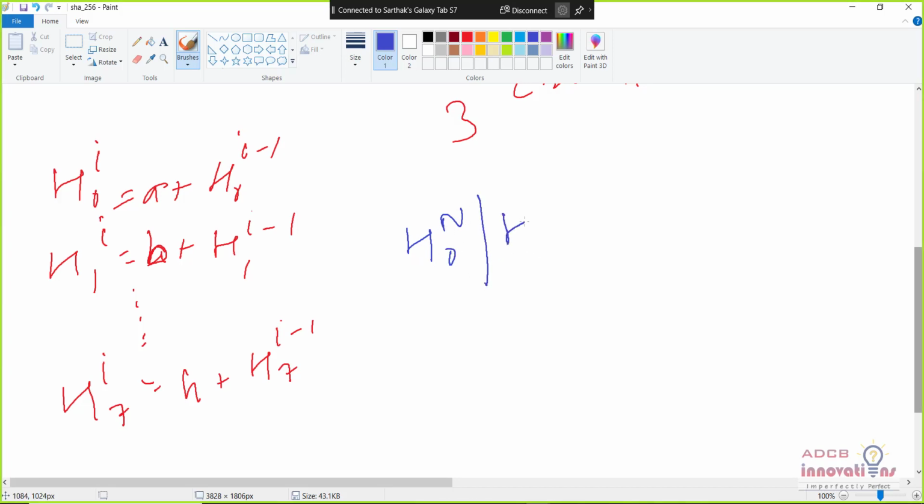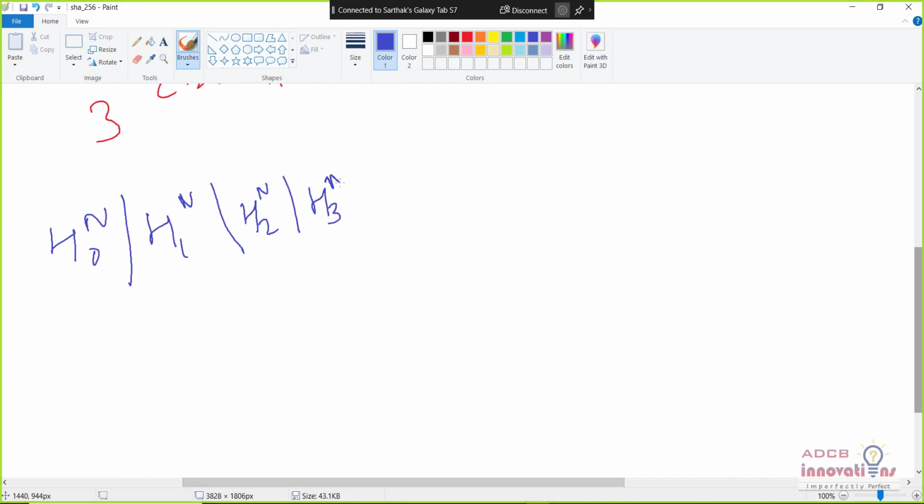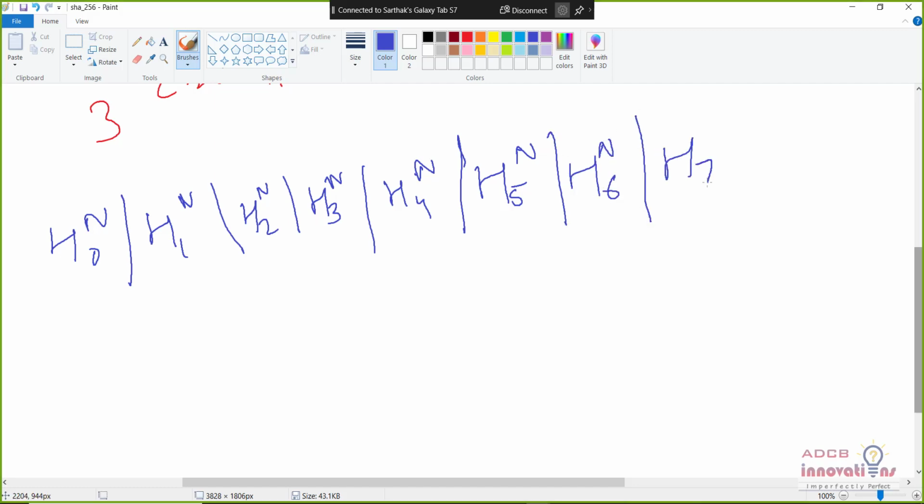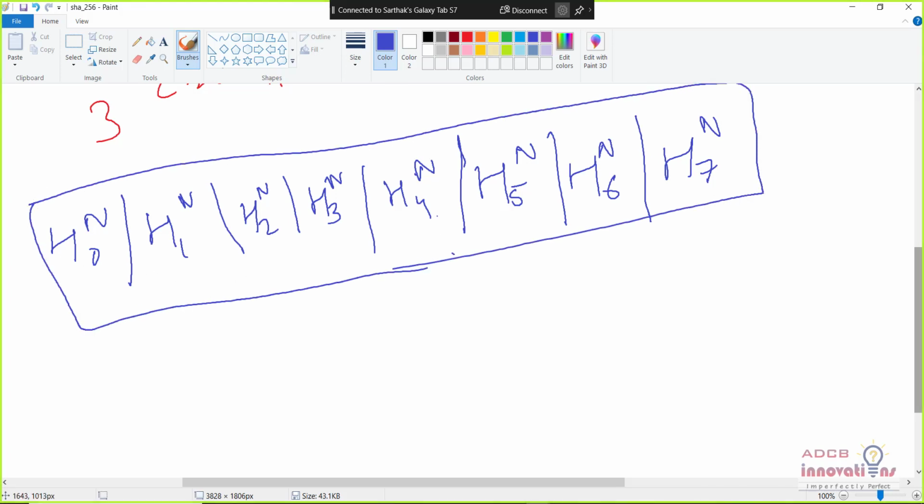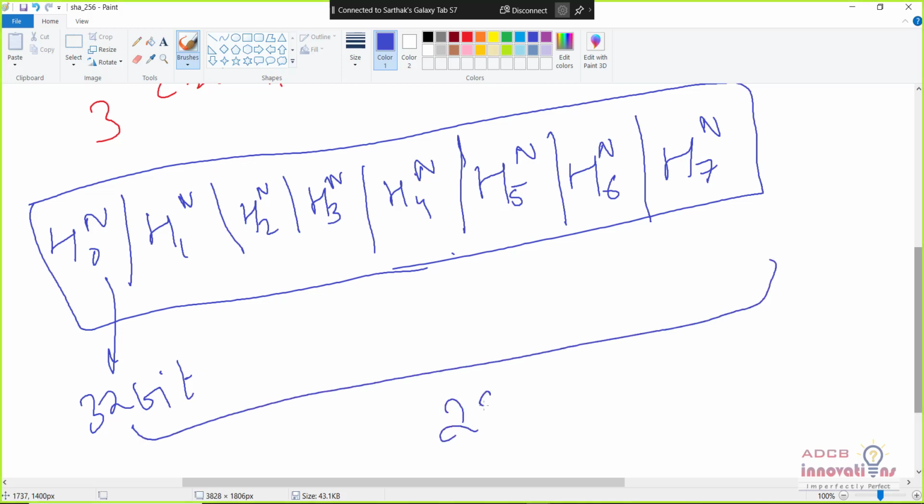This h0 will be appended with h1, with h2, with h3, up till h7 basically. So we will have h4 of n, h5 of n, h6 of n, and h7. So this will be our final 256-bit hash that is generated. Each of these is 32-bit, and the whole thing is 256-bit. So that is how our final hash is generated.